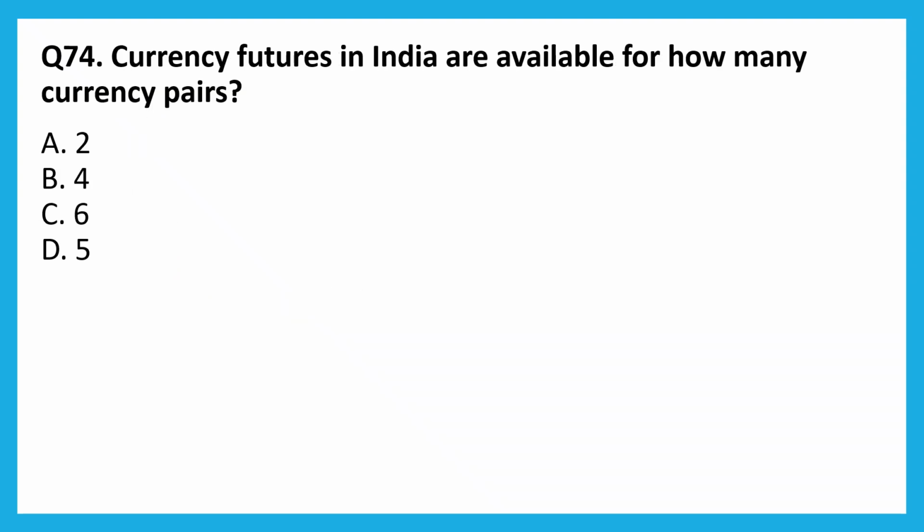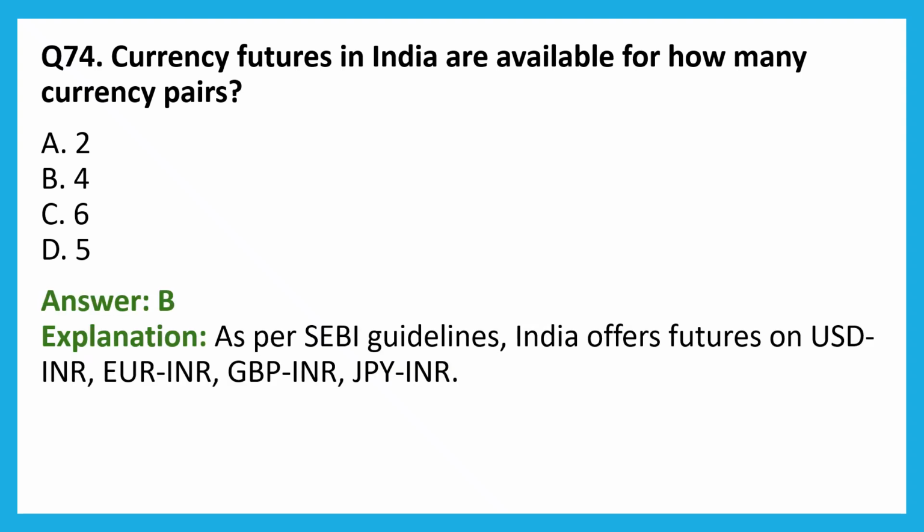Next question. Currency futures in India are available for how many currency pairs? Option A 2, option B 4, option C 6, and option D 5. Correct answer is option B 4.